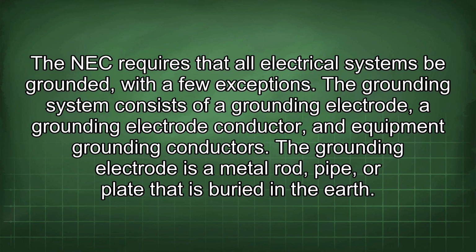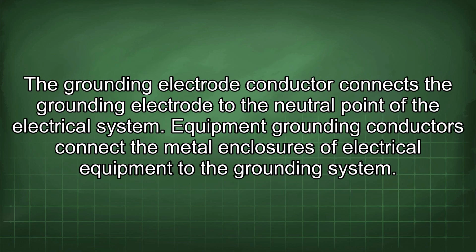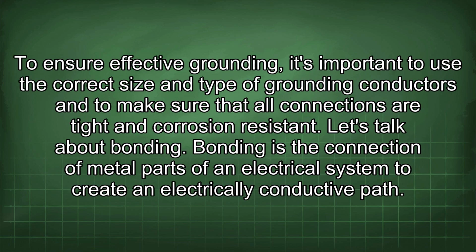The grounding system consists of a grounding electrode, a grounding electrode conductor, and equipment grounding conductors. The grounding electrode is a metal rod, pipe, or plate that is buried in the earth. The grounding electrode conductor connects the grounding electrode to the neutral point of the electrical system. Equipment grounding conductors connect the metal enclosures of electrical equipment to the grounding system. To ensure effective grounding, it's important to use the correct size and type of grounding conductors and to make sure that all connections are tight and corrosion resistant.